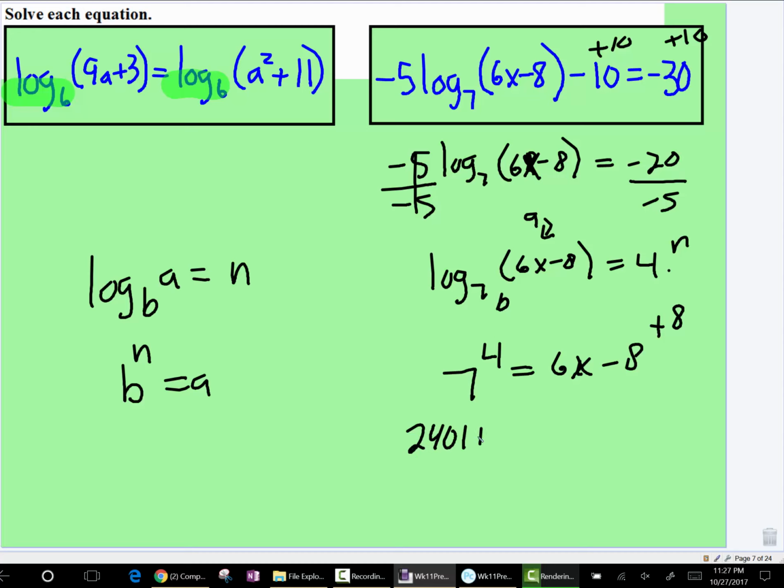We're adding 8. So that's 2409 is equal to 6x. We're going to divide both sides by 6. X is equal, this is going to be about 400.167, so I'm going to put 16 repeating.